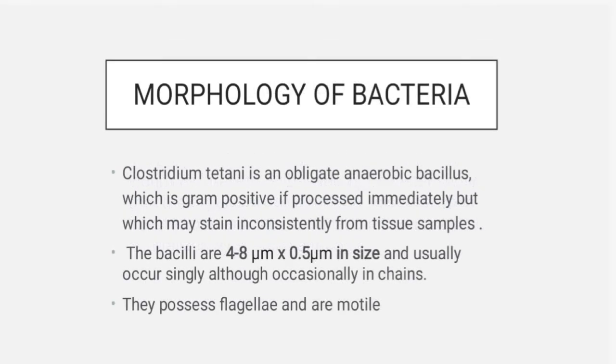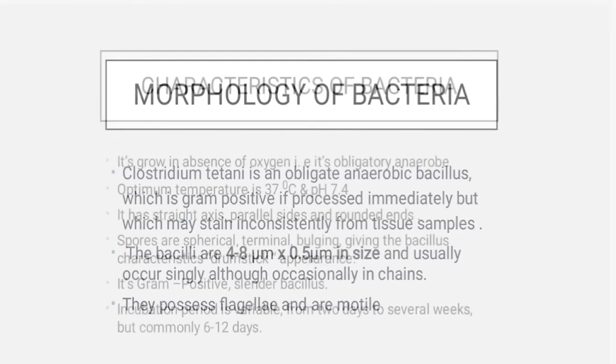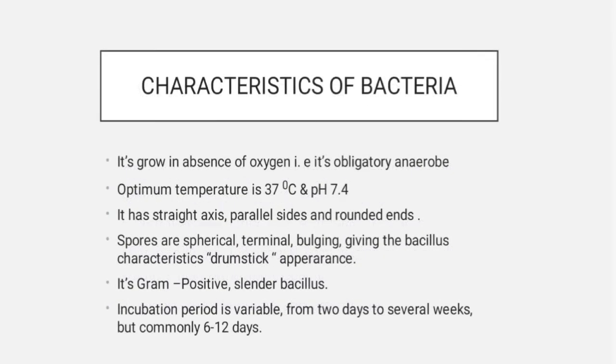Morphology of bacteria. Clostridium tetani is an obligate anaerobic bacillus which is gram-positive if processed immediately but which may stain inconsistently from tissue samples. The bacilli are 0.4 to 8 micrometer by 0.5 micrometer in size and usually occur singly, although occasionally in chains. They possess flagellae and they are motile.